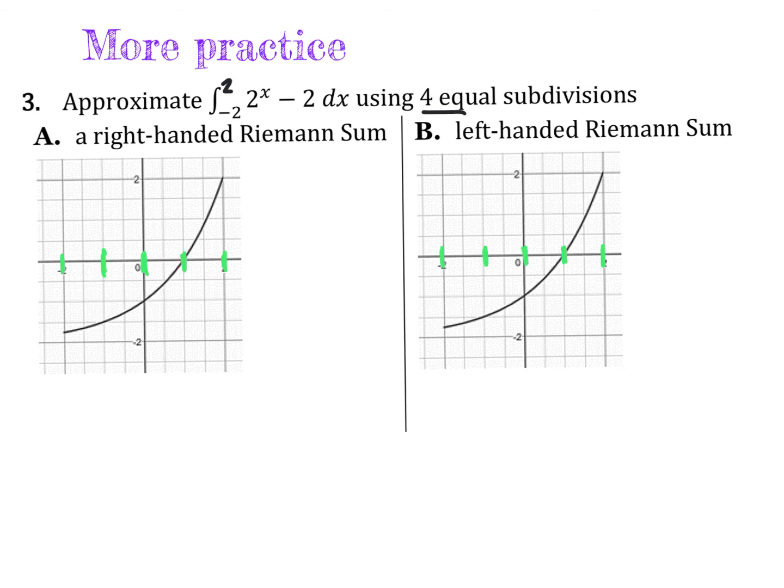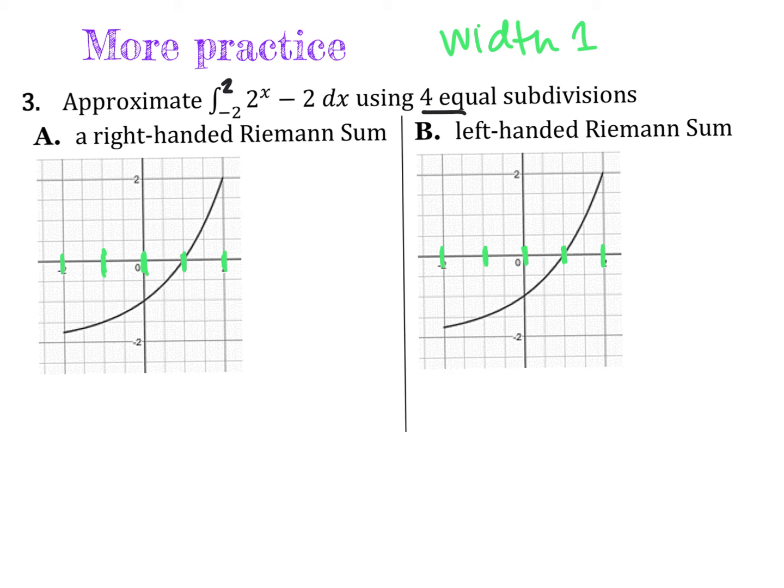So here you can see I've drawn out where the rectangles are going to come from. It looks like each rectangle is going to have a width of 1 in order for us to have 4 equal subdivisions. For part A, we're going to find right-handed Riemann sums. And for part B, we're going to find left-handed Riemann sums. So that's telling us how we're going to find the height of each individual rectangle.